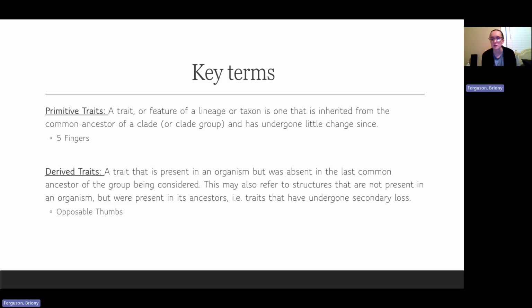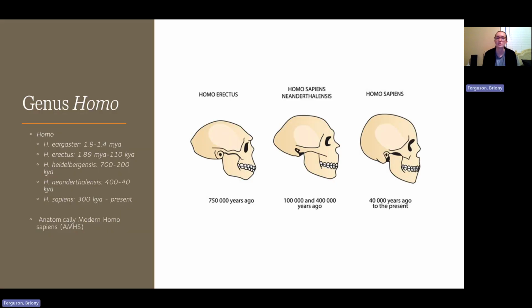We're going to skip these key terms. You guys should already know them, and move on to the genus Homo. So we've talked about this a little bit before, but within the genus Homo, we have the species Homo ergaster, Homo erectus, Homo heidelbergensis, and Homo neanderthalensis, as well as Homo sapiens.